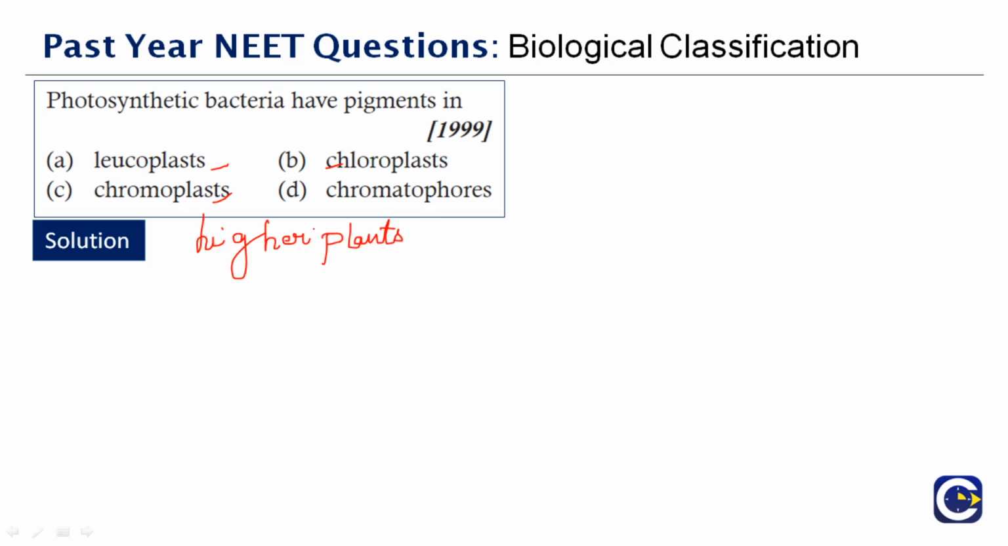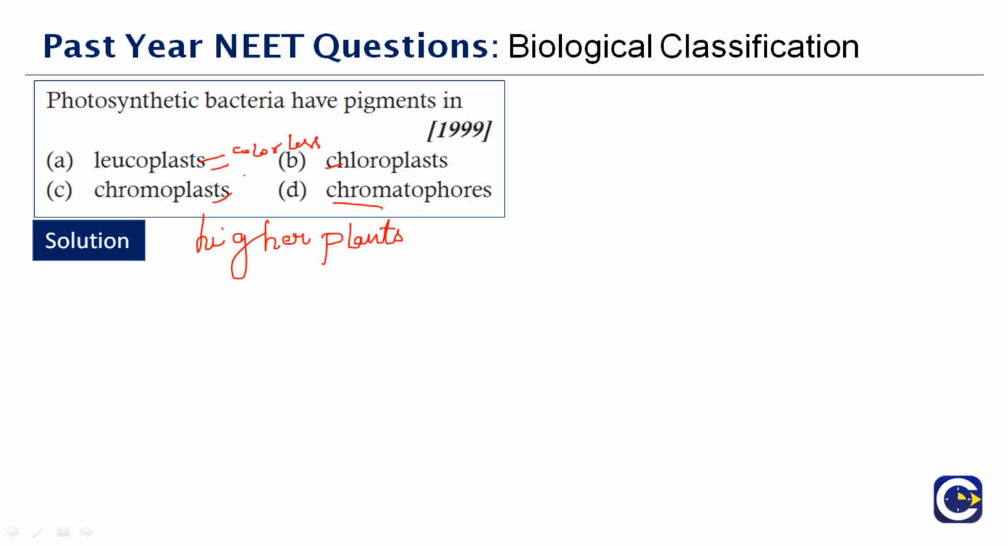Photosynthetic bacteria have pigments from chromatophores. Chromatophores contain colored pigments, while leucoplasts contribute to the colorless pigment. Chloroplast contributes to green color, and chromoplast contains colored pigments. It's a combination. As I already mentioned, these three, chloroplast, leucoplast and chromoplast, are present in higher organisms, while in bacteria, a lower living organism, chromatophores is the main thing.